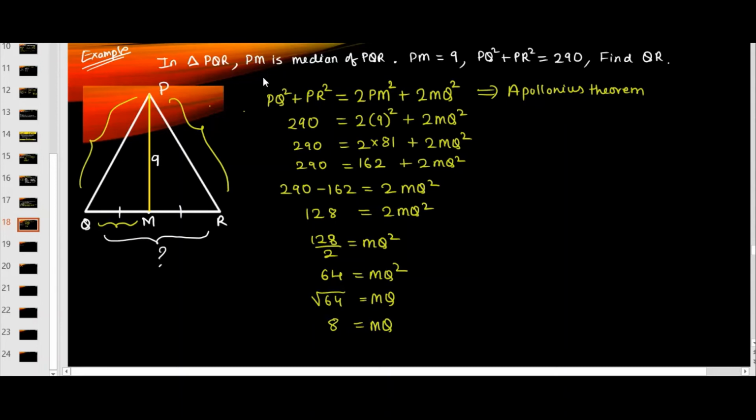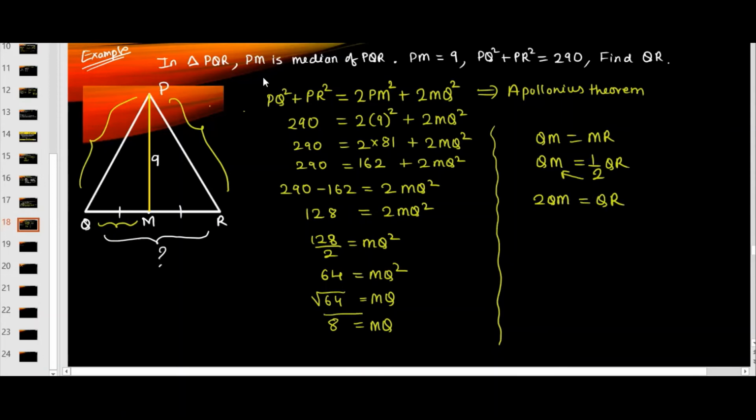The question is asking you to find QR. So how to find QR? We have to see the link. What is QR? If you see here, QM is the same as MR. I can also write that QM is half of QR, because M is in the middle, M is the midpoint. So QM is half of QR. So let us bring this 2 here. It will become 2QM is equal to QR.